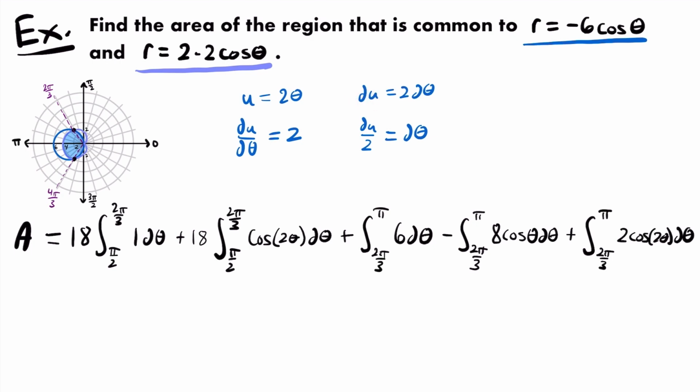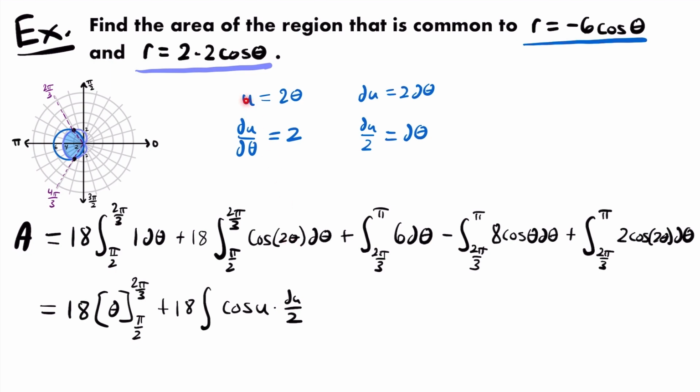So if we simplify, this will be equal to 18 times the integral of 1. The integral of 1 is just going to be theta. So we'll have theta evaluated from pi divided by 2 to 2 pi divided by 3. And then we'll add that to 18 times the integral from this lower bound of theta to an upper bound of theta. But we're going to rewrite those to be in terms of u. I'll come back to that. And so before we do that, we'll have cosine of u times du divided by 2. All right, 2 times theta was replaced with u, and d theta was replaced with du divided by 2.